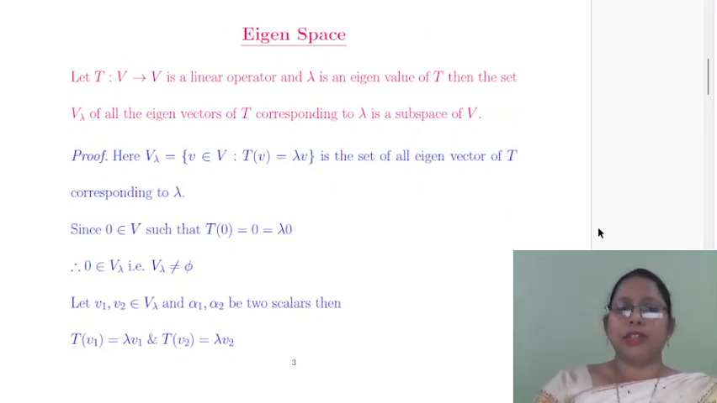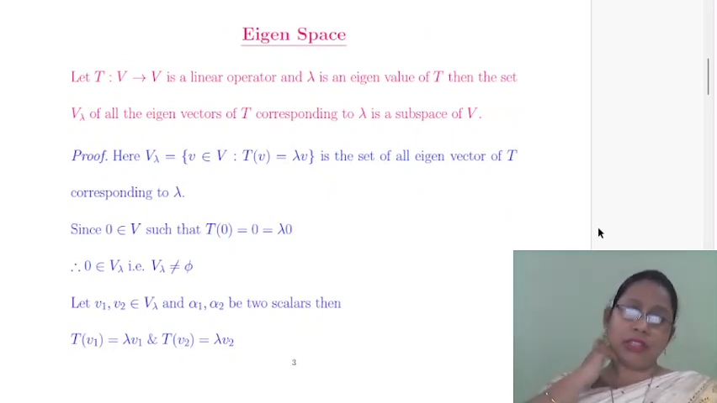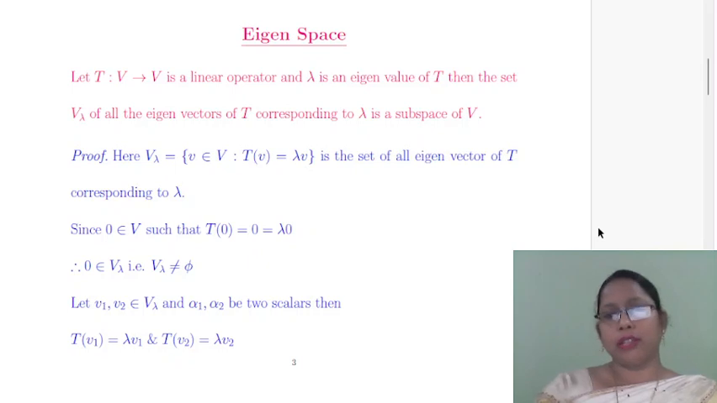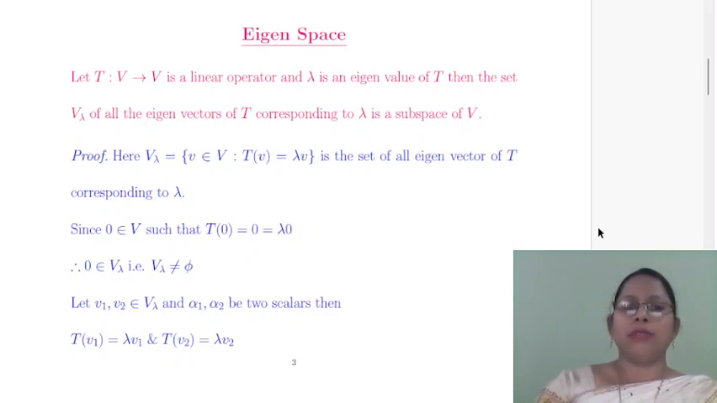Next, eigenspace. Let T from V to V be a linear operator and lambda be an eigenvalue of T. Then the set of eigenvectors corresponding to eigenvalue lambda, denoted by V lambda, is a subspace of V. Here, V lambda is the collection of all vectors of V which satisfy the condition T of v equal to lambda v. That is, V lambda is the set of all eigenvectors corresponding to the eigenvalue lambda.